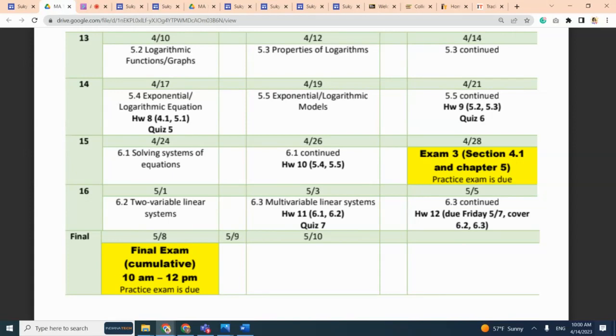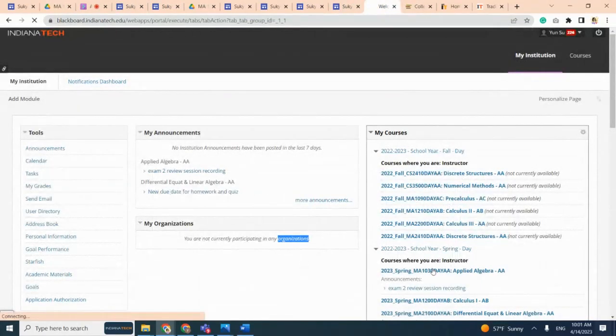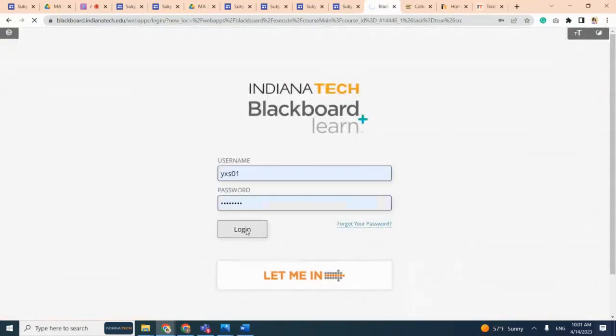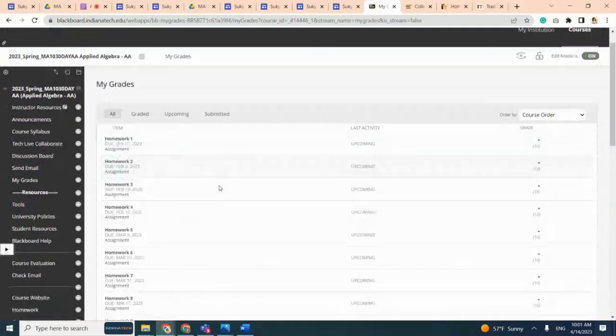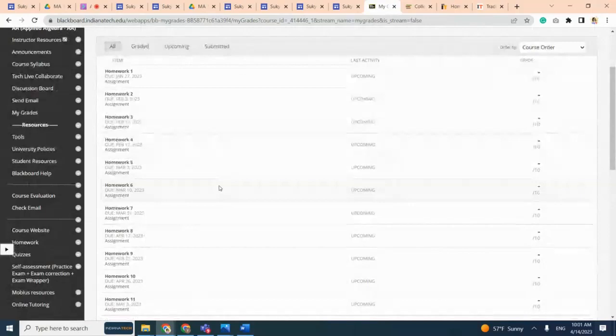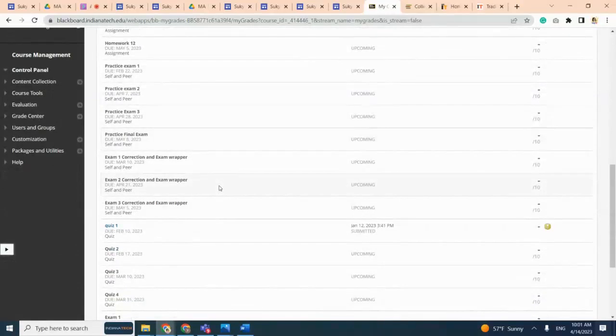You can go to Blackboard to check your grades. If you see you're missing an assignment, like homework, practice exams, or exam correction and wrapper, or if you don't get 10 points, that means something is missing. Resubmit, and then I will grade those new submissions and give you points back.